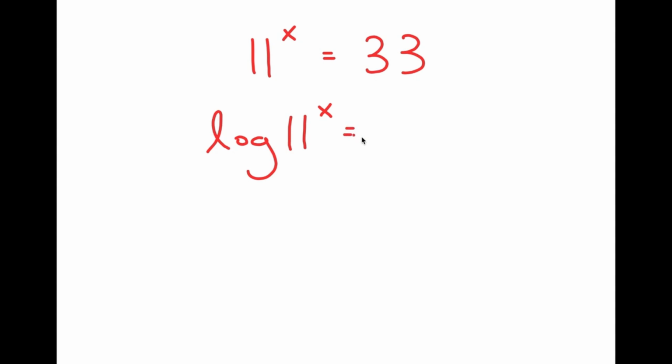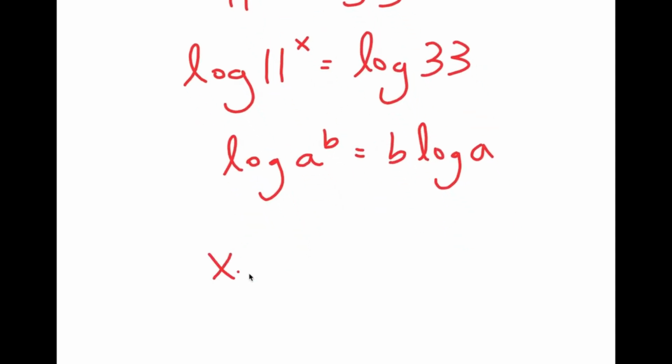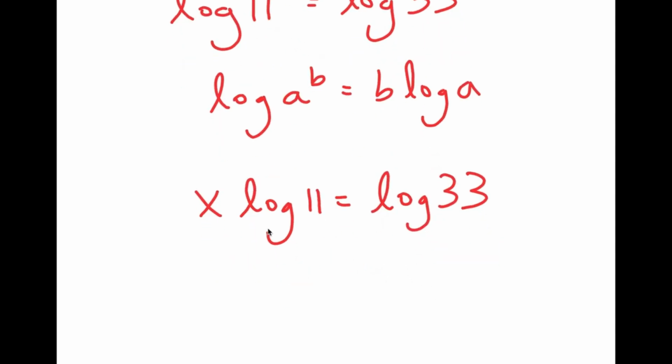Alright, so in this video, I'm going to solve the equation 11 to the power of x is equal to 33. So to solve this, I'm going to first start by taking the log on both sides. So I get log 11 to the power of x is equal to log 33. If I have something in the form log a to the power of b, this is equal to b times log a. So log 11 to the power of x is equal to x times log 11. So I get x times log 11 is equal to log 33. And from here, I'm going to divide both sides by log 11.